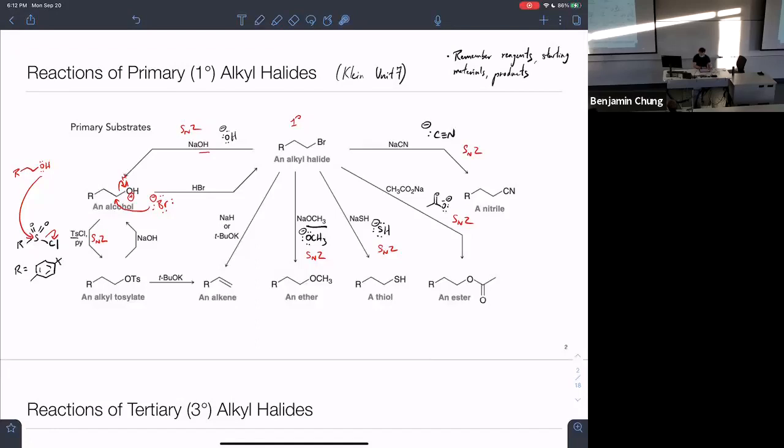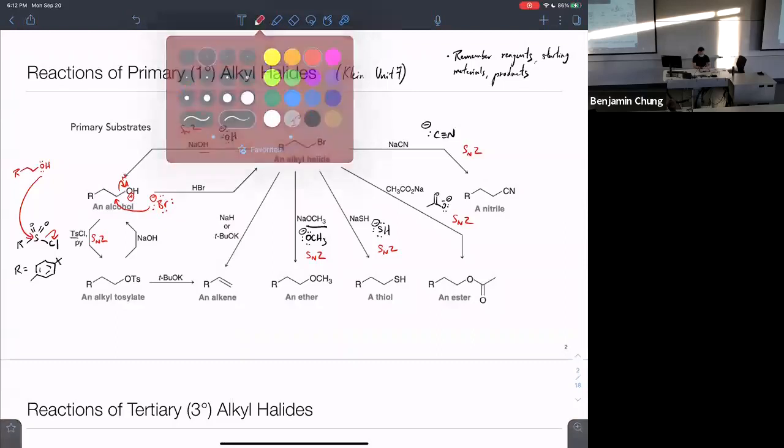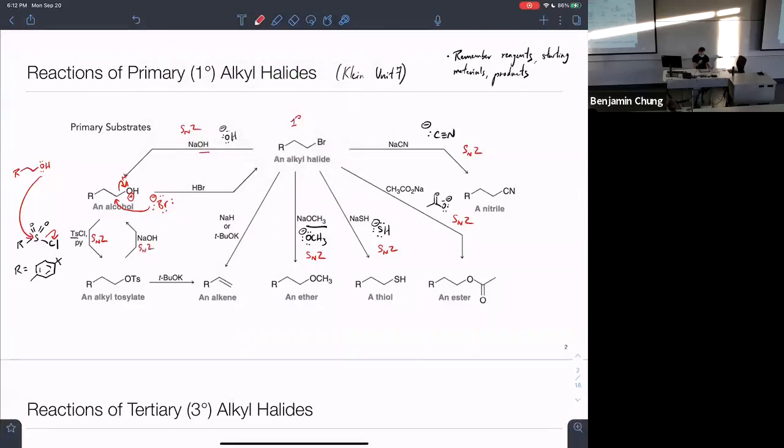Right, so you can regenerate the alcohol from the tosylate just by reacting it with sodium hydroxide again. So it's a very similar reaction to what I've shown here, but instead it's with OH acting as the nucleophile and your tosylate being the leaving group. So this is also, therefore, an SN2 reaction.